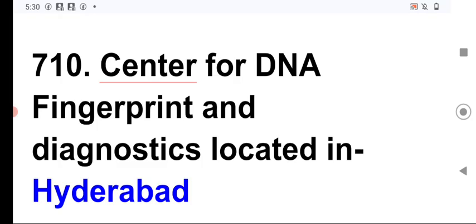Next question. Center for DNA Fingerprinting and Diagnostics is located in Hyderabad.